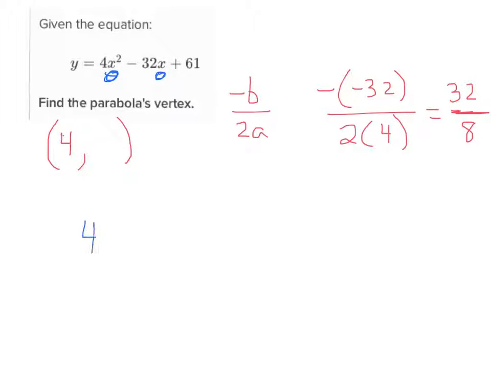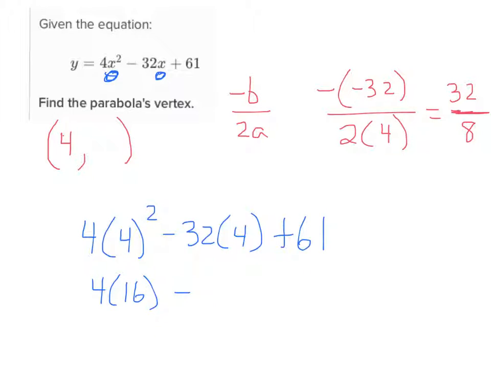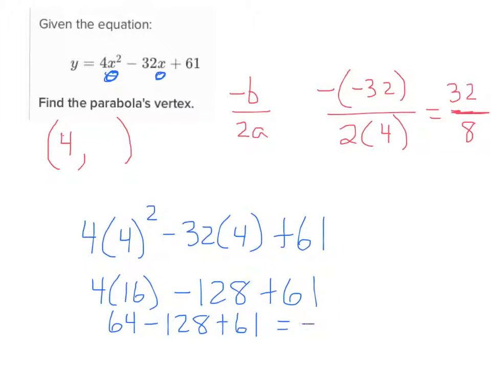So I've got 4 times 4 squared minus 32 times 4 plus 61, right? So that's 4 times 16 minus, what's 32 times 4? 128, plus 61. Okay, so 4 times 16 is what? 64? 64 minus 128 plus 61. And what does that equal? Negative 3. And so my vertex, the place where my parabola changes direction, is at the point (4, -3).